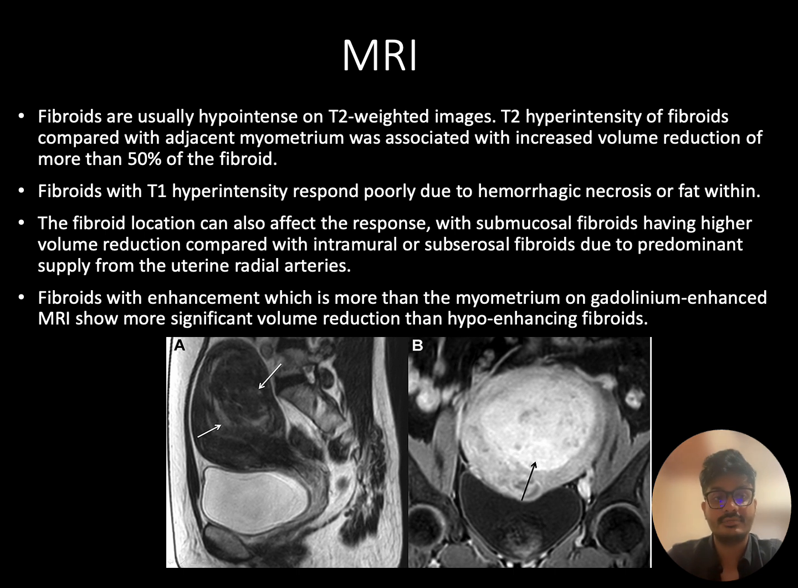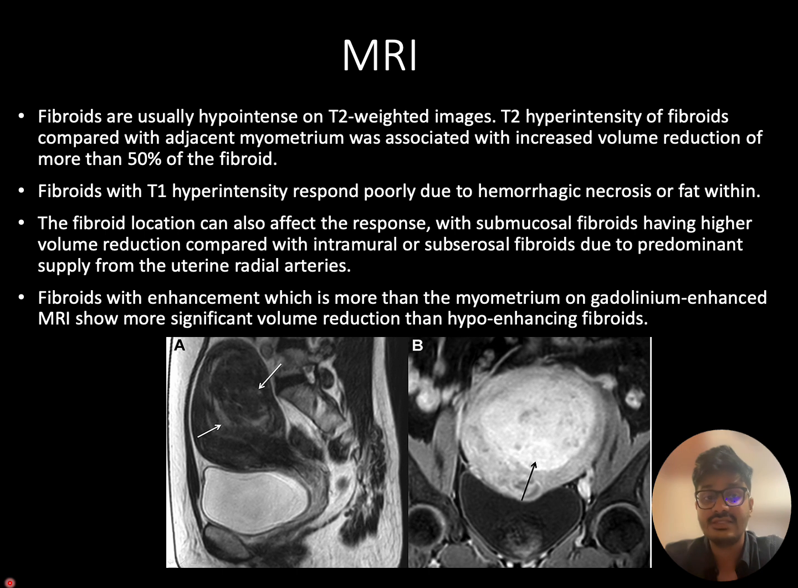On MRI, fibroids are usually hypo-intense on T2, but the fibroids that are hyper-intense compared to the adjacent myometrium tend to have a better volume reduction after uterine artery embolization. So here in this MRI, this is the uterus, and this over here is the fibroid. This thin rim is the endometrial cavity, and this dark thing is the myometrium. If you see, there are these light areas, so it is hyper-intense. The fibroid is hyper-intense compared to the dark myometrium. So these fibroids have a good response and a good volume reduction after uterine artery embolization.